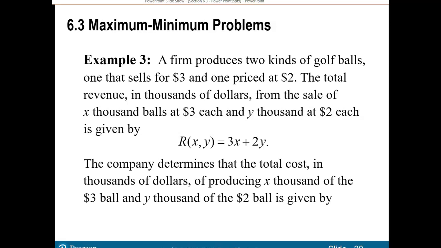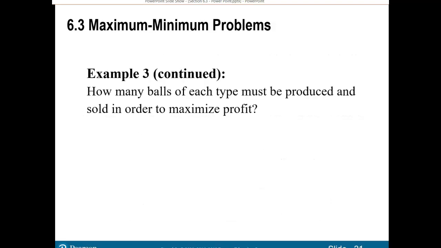The company determines that the total cost in thousands of dollars of producing x thousand of the $3 ball and y thousand of the $2 is given by this cost function. C of xy equals 2x squared minus 2xy plus y squared minus 9x plus 6y plus 7. All right. How many balls of each type must be produced and sold in order to maximize the profit?